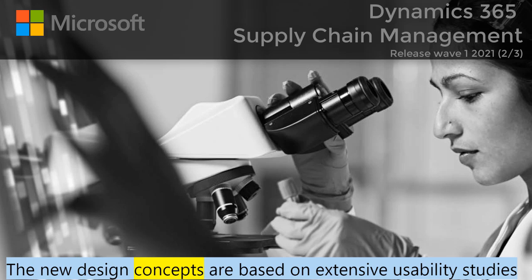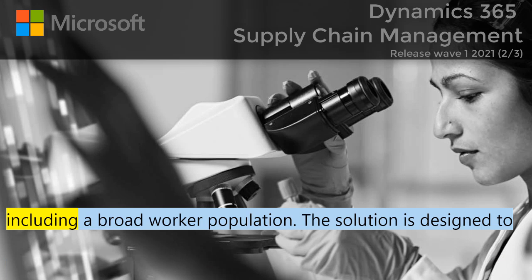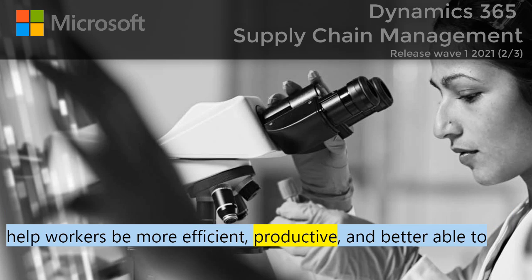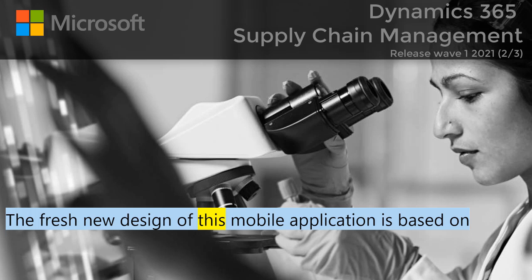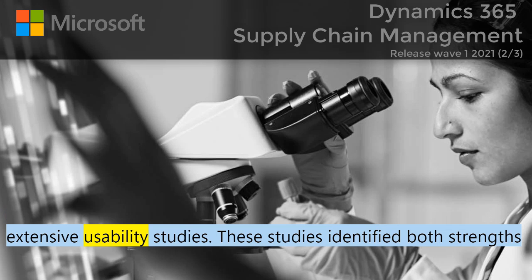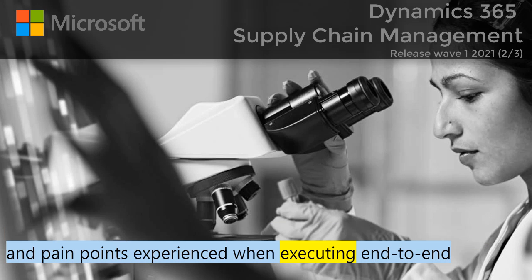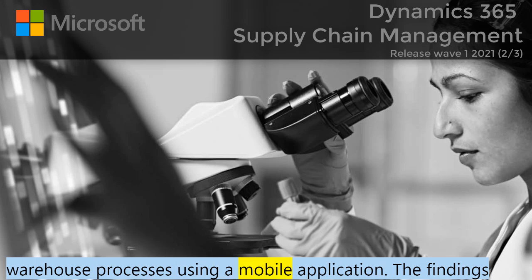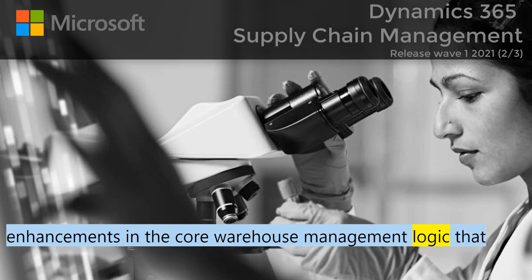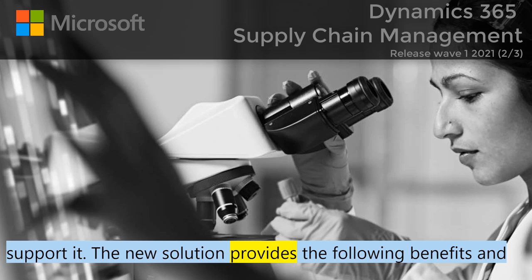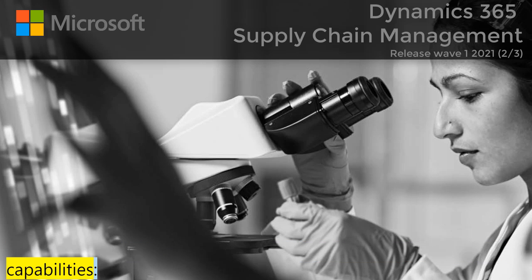The new design concepts are based on extensive usability studies, including a broad worker population. The solution is designed to help workers be more efficient, productive, and better able to complete work accurately. These studies identified both strengths and pain points experienced when executing end-to-end warehouse processes using a mobile application. The findings guided the new design for the application, as well as underlying enhancements in the core warehouse management logic that support it. The new solution provides the following benefits and capabilities.